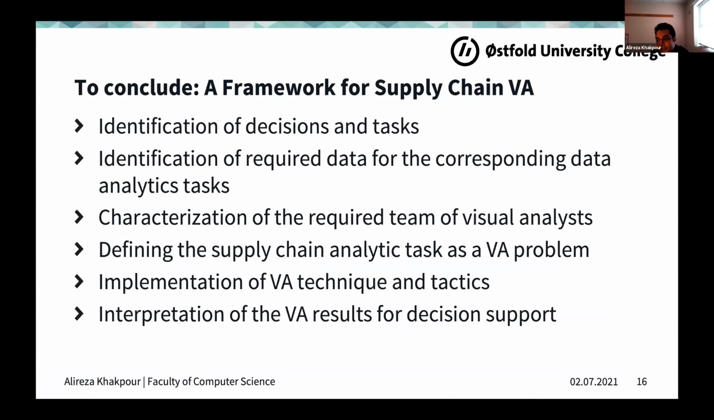Exactly. And I found some of the decisions and tasks that have been addressed in the literature, but in the next step, I want to see what is happening in the industry and then connect those two together. Can I add something?